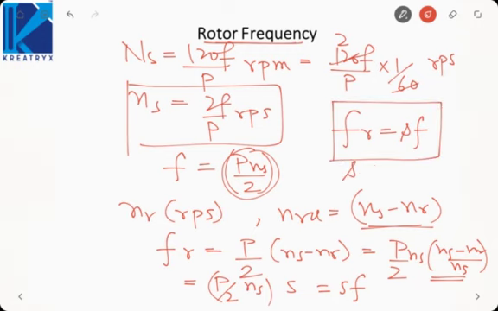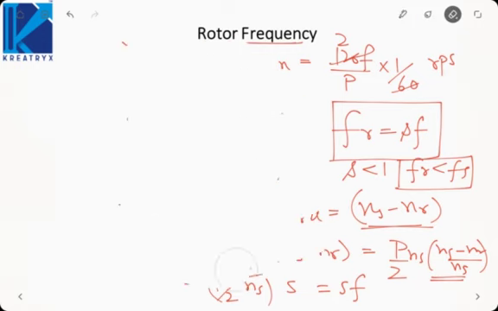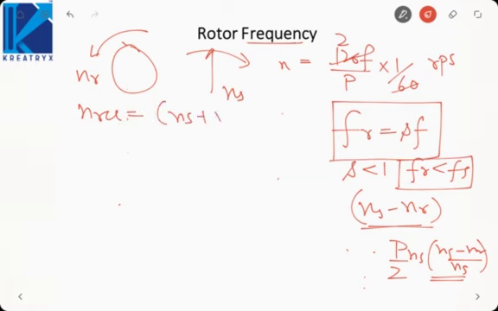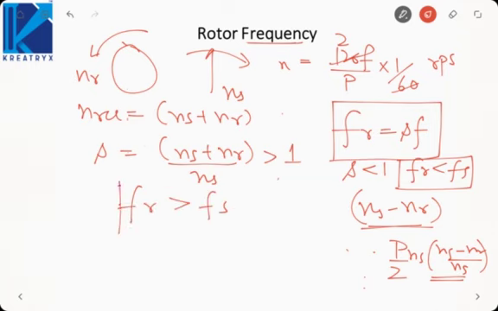And since slip is less than 1, rotor frequency is less than stator frequency. So rotor has very low frequency induced. But now suppose the rotor was running opposite to the magnetic field. Somehow, if we rotate the rotor in a direction opposite to the magnetic field, that is, suppose the rotor is rotating anti-clockwise while the magnetic field is rotating clockwise, then relative speed would be ns plus nr. So slip, which will be (ns plus nr) by ns, will be greater than 1. So rotor frequency will be greater than stator frequency. So induction machine is also used as a frequency changer because it changes the frequency from the stator to the rotor.